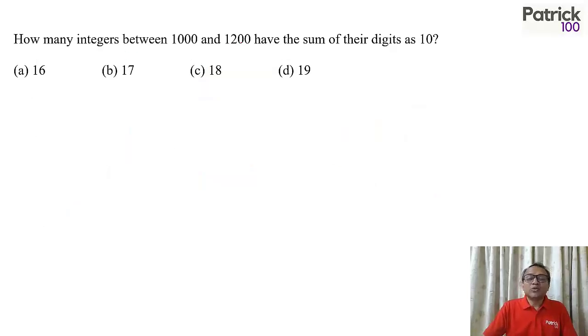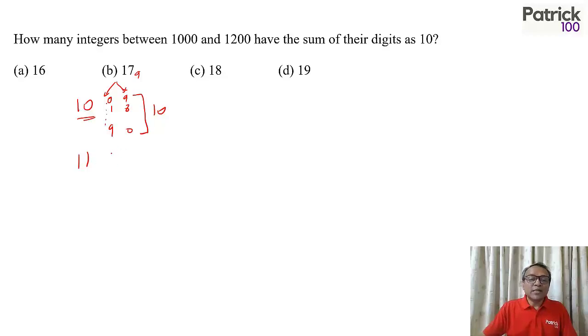How many integers between 1000 and 1200 have the sum of digits 10? So two cases: the first two digits can be 10 or the first two digits can be 11. If the first two digits are 10, the next two digits, the sum has to be 9. It can be 09 to 90, 09, 18 and so on. So 10 values are possible, right? First two digits are 10, then your other two digits can have sum of digits 9, 09 to 90, 10 values possible.